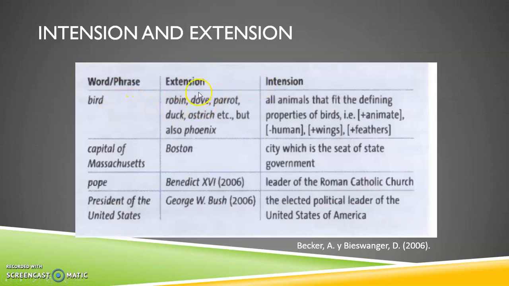So bird, the extension: parrot, duck, ostrich, all animals that fit the defining properties of birds. That is, animate, not human, has wings, feathers. Word or phrase: capital of Massachusetts. The extension is Boston. The intention is the city which is the seat of the government, the capital. The Pope, Benedict, okay, now it's Francis: leader of the Roman Catholic Church. President of the United States, in 2006: the elected political leader of the United States. It's very simple, it's very easy.